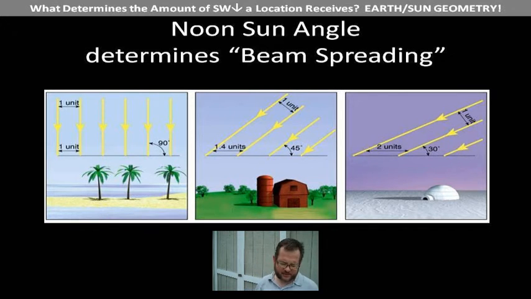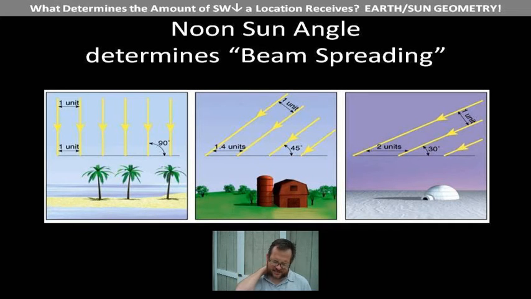In contrast, over there on the right, the igloo, when the sun is very low on the horizon, the shadows are long, the beams are spread over a much larger area, and so in that case, a 1 unit wide beam of sunlight has to warm up a 2 unit wide area on the ground. The beams have been more spread. We'll deal with the math of that later.